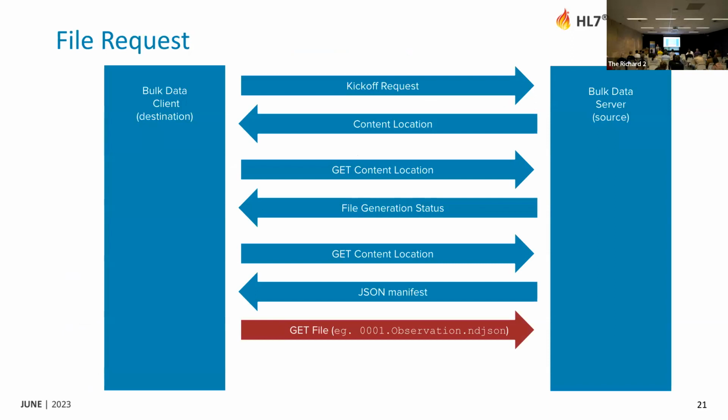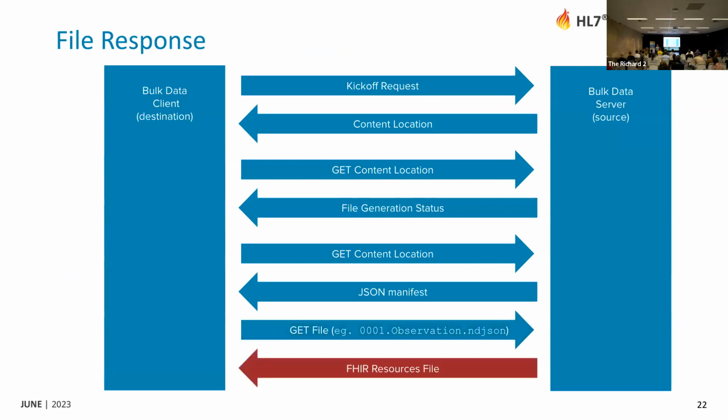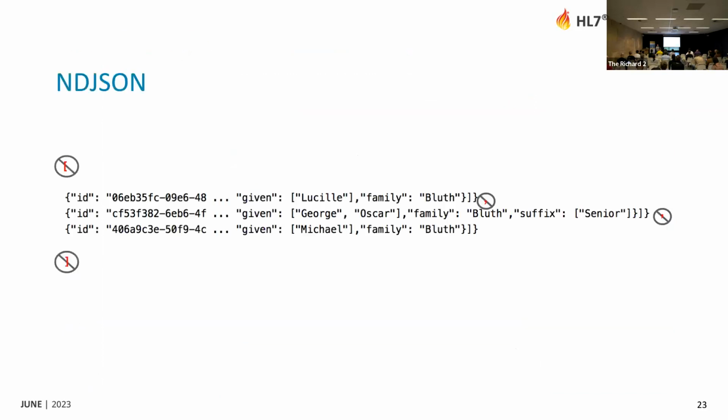So the next step a client would do is retrieve the individual files from the server. That would be for every file in that array, as well as any of the operation outcomes and information on the deleted patients. I mentioned I would talk briefly about what an ND-JSON file looks like.